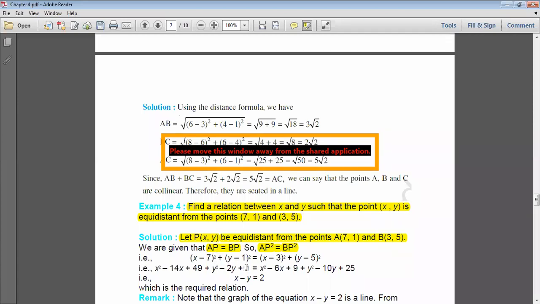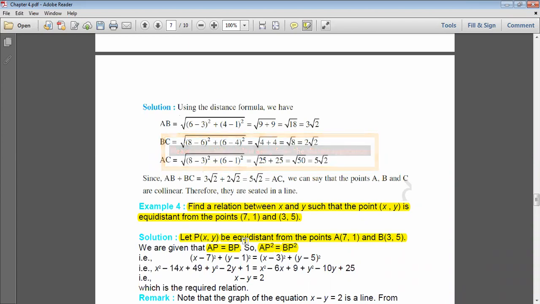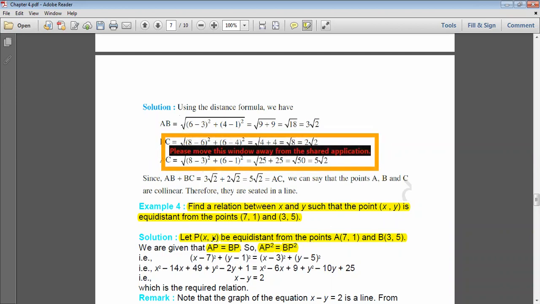And what is AP squared? Again, you can use the distance formula, so you can avoid that square root also. That's why we have found AP squared. Otherwise, you should take the square root, but no problem at all. So you can write x minus 7 whole squared plus y minus 1 whole squared is equal to x minus 3 whole squared plus y minus 5 whole squared. And you are expanding it using the identity a minus b whole squared.